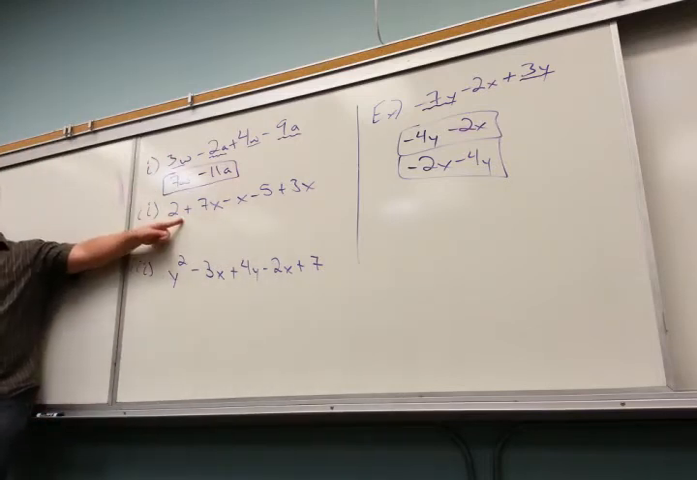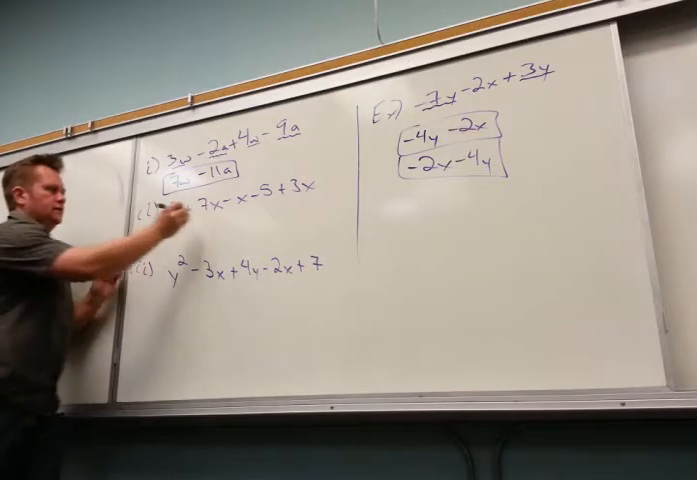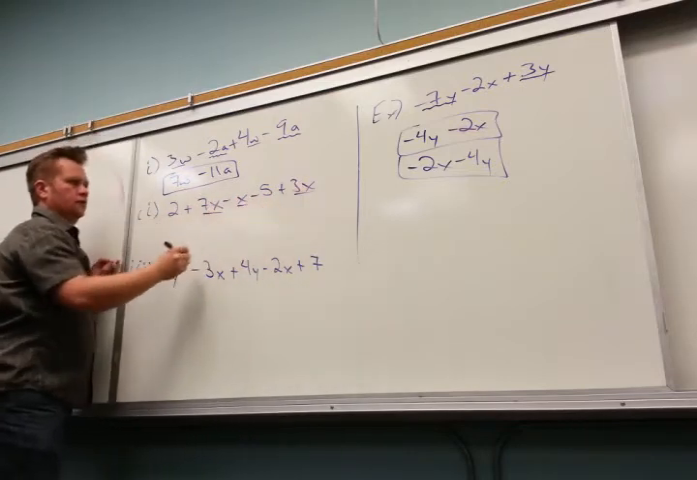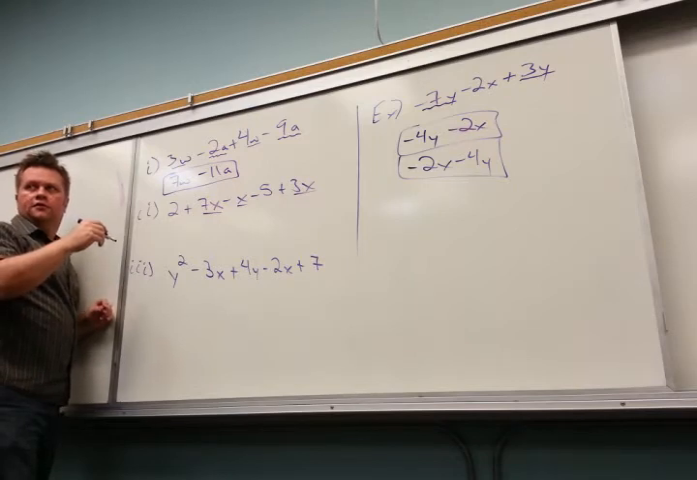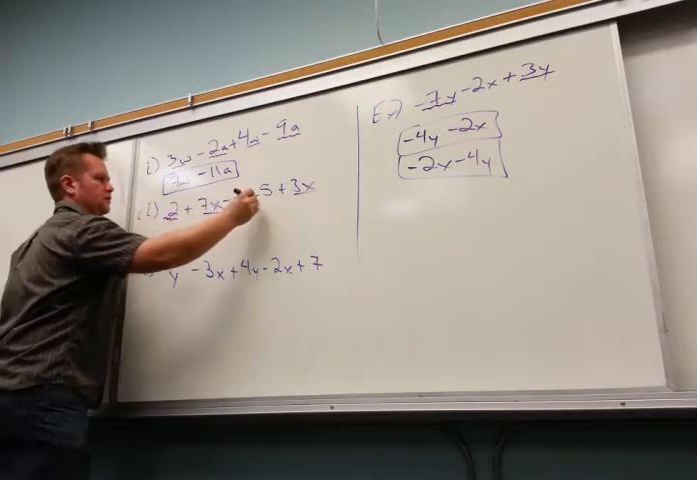What about here? The x's. Yeah, the X's, this and this. Anything else that's like terms? The numbers are like terms. 2, negative 5.